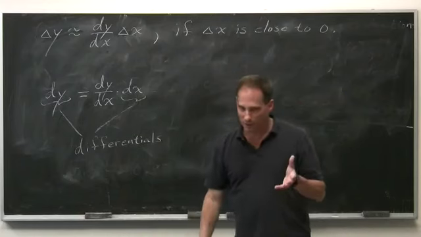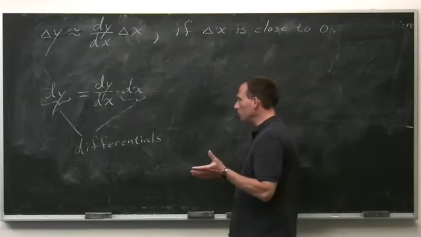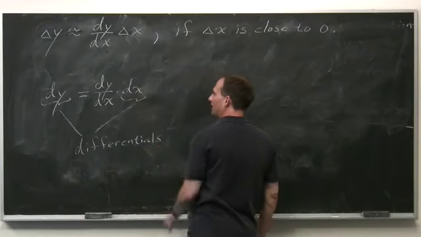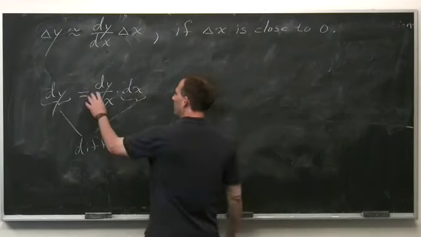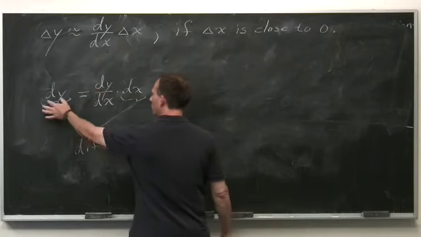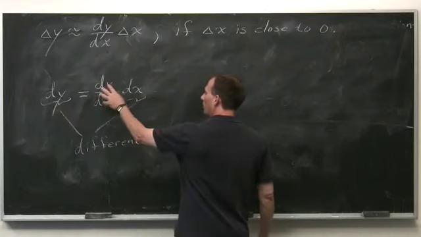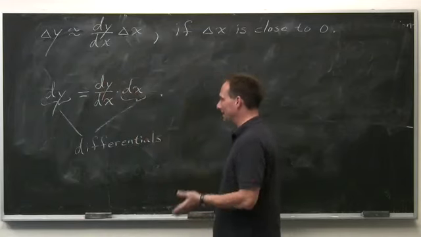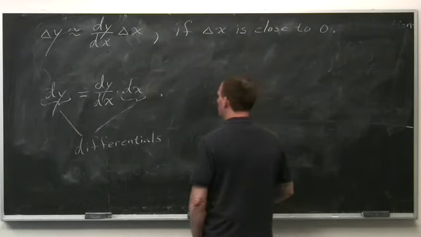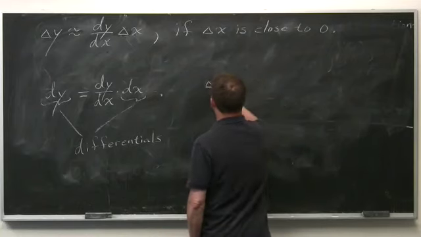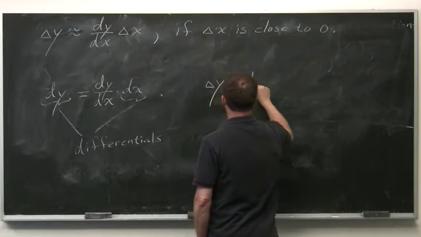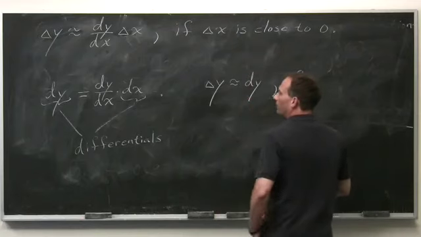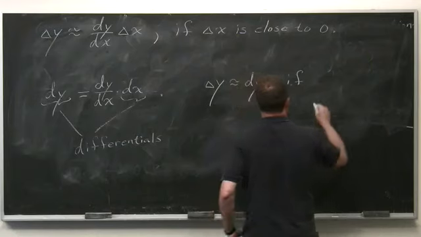But the reason we write it this way is that dx can just be anything, and dy dx is the derivative, and dy is what you get after you multiply dy dx by whatever this is. But the whole point of the differential approximation is that delta y is then approximately this dy if dx is close to 0.